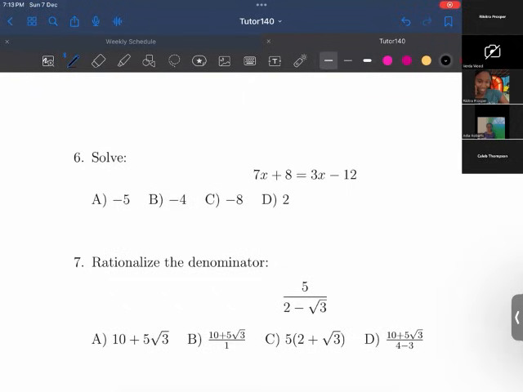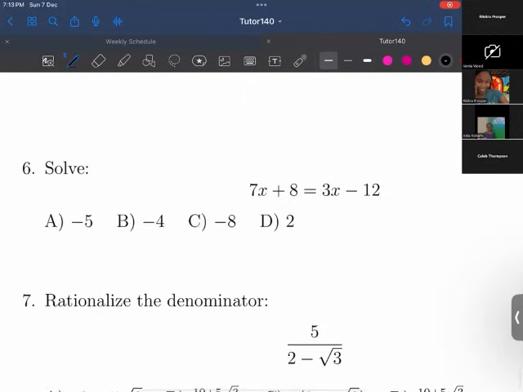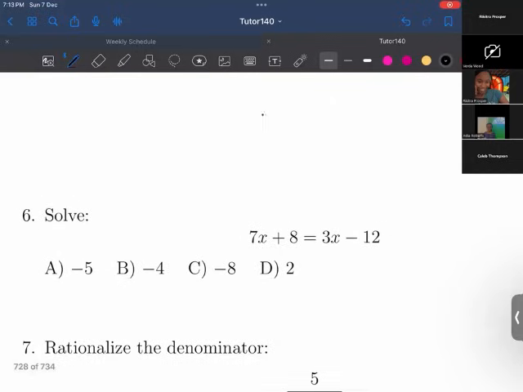So solve 7x plus 8 equals 3x minus 12. So again, transpose. You want to send all the x's over to the left, but if you want to send them over to the right, it's whatever you choose. So I just put 7x minus 3x.